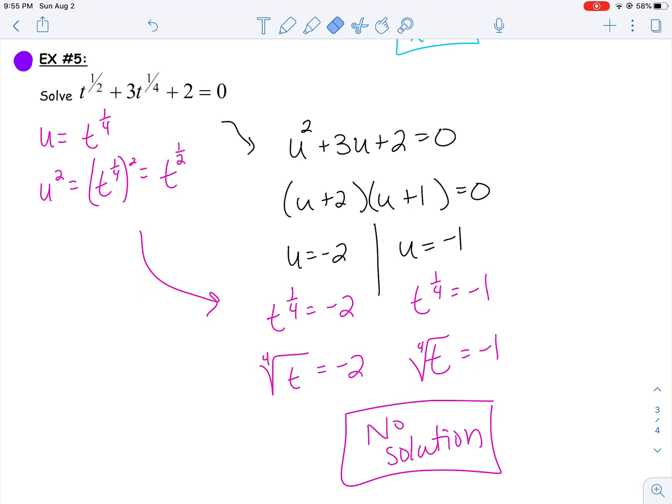Sometimes both answers don't work, unfortunately. Sometimes they both do, and sometimes one works and the other one doesn't. So it's really important that you're paying attention to your equations and then always double checking your answers to make sure that they work.